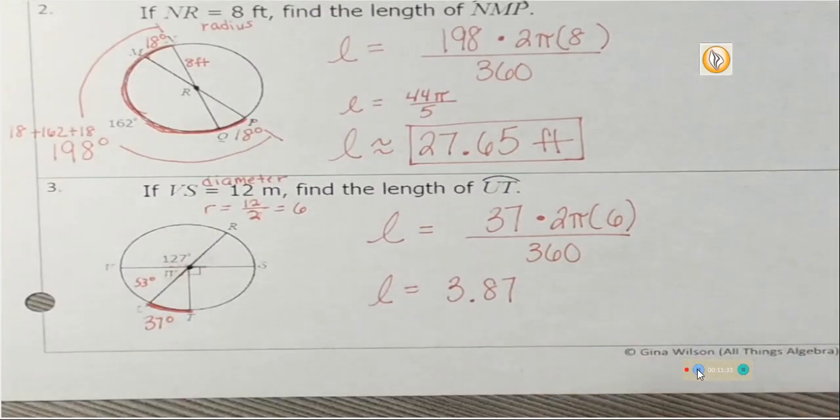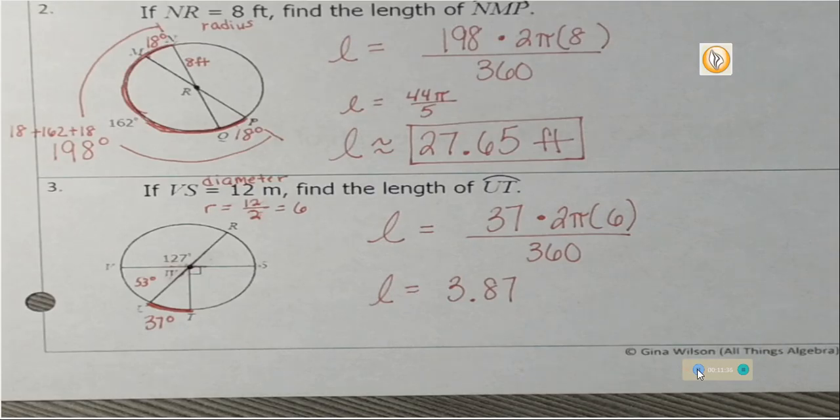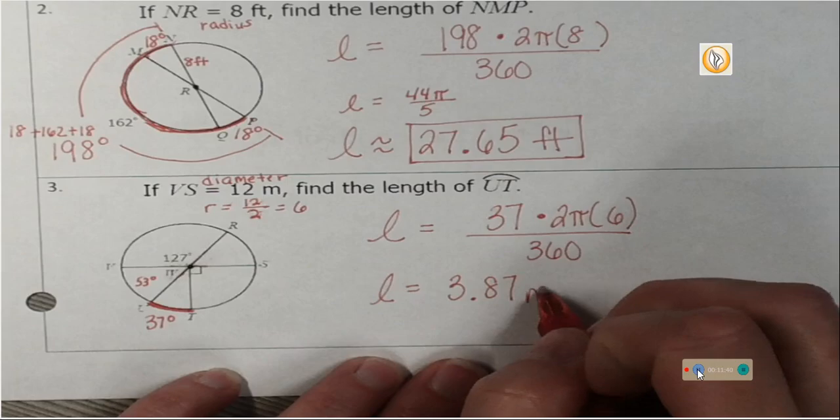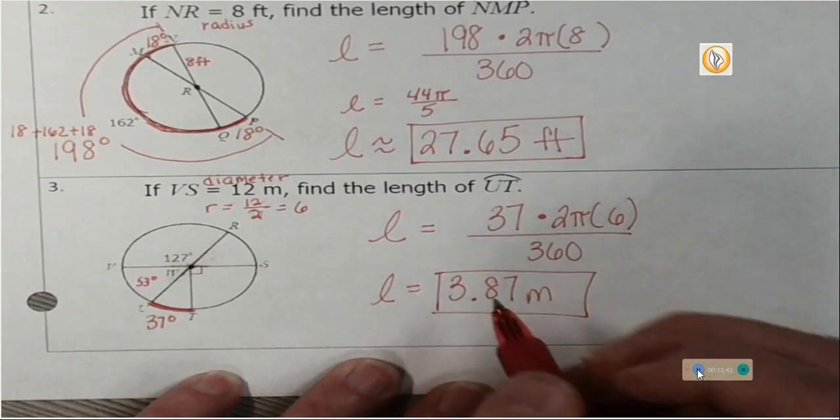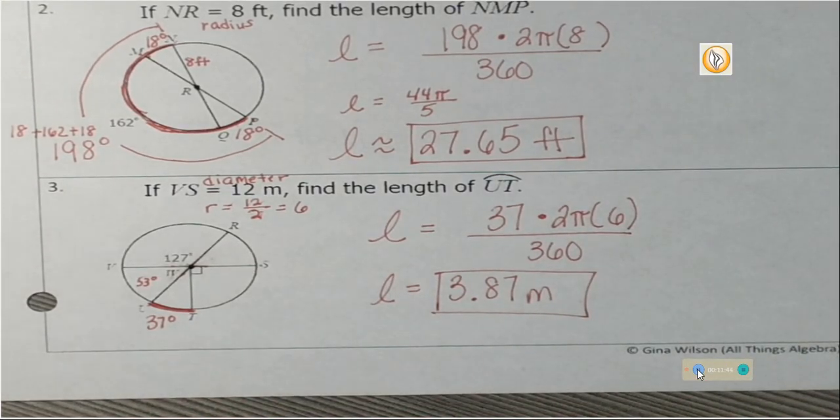Now, what should I put behind 3.87? Is this degrees? Is it feet? Is it what? It's meters. It is meters, because you're finding the arc length. You measure length in feet, meters, whatever kind of unit they gave you, not degrees.